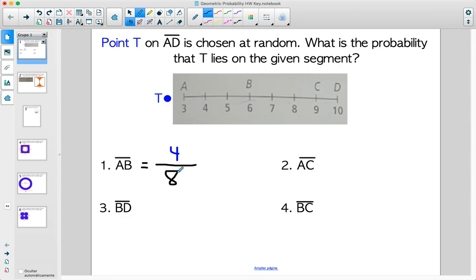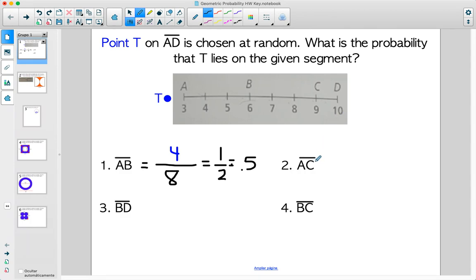Now remember, probability is a fraction or a number between 0 and 1. So this is a half, which is 0.5. So half or 50% or 0.5. I'm going to leave it as 0.5, but it's the same thing as 50%. What that's saying is that we have half of a chance that it will land on AB, on this segment here. So 1, 2, 3, 4, and 1, 2, 3, 4, 5, 6, 7, 8. Okay, let's go ahead and continue.